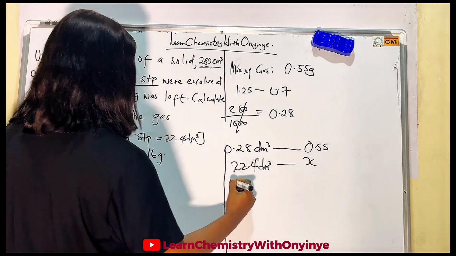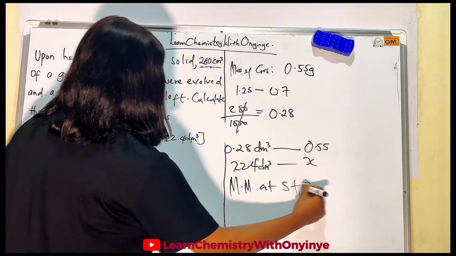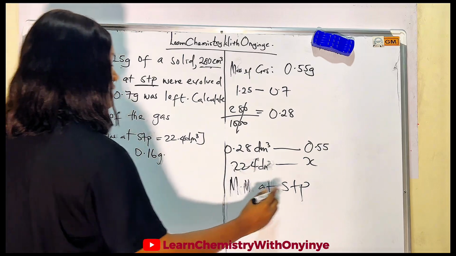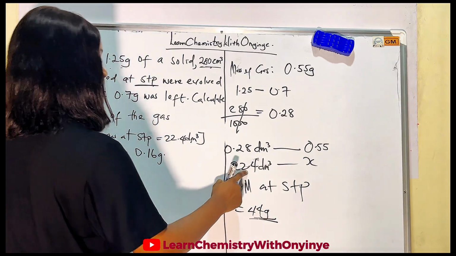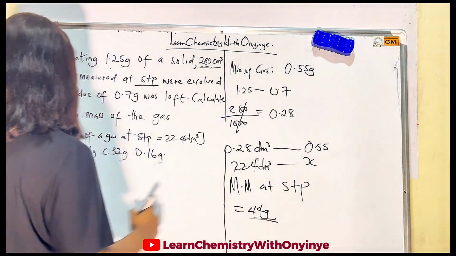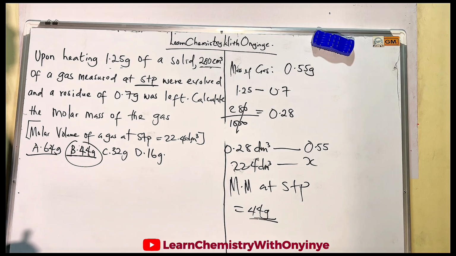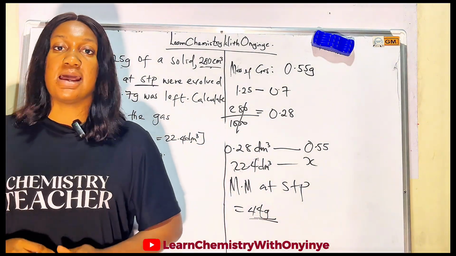So the molar mass of the gas at STP, remember that STP is standard temperature and pressure, is 44 gram. This is the standard volume. So let's come here. We have A is 64, B is 44. So our answer corresponds to B. I hope you understand this.